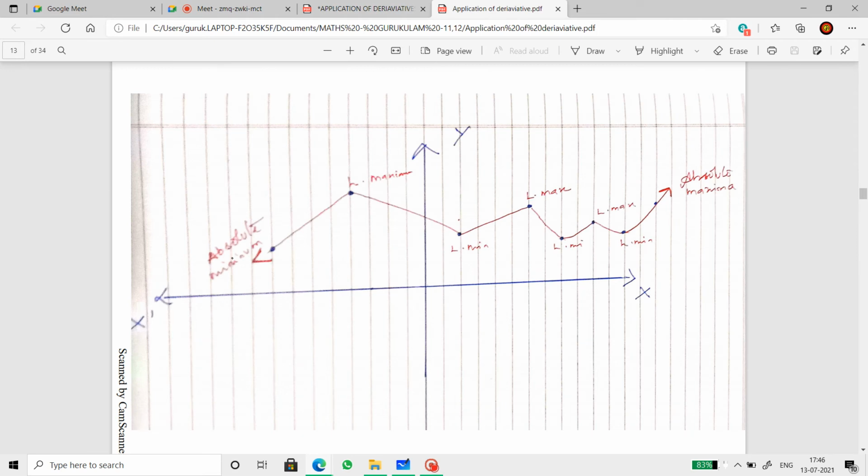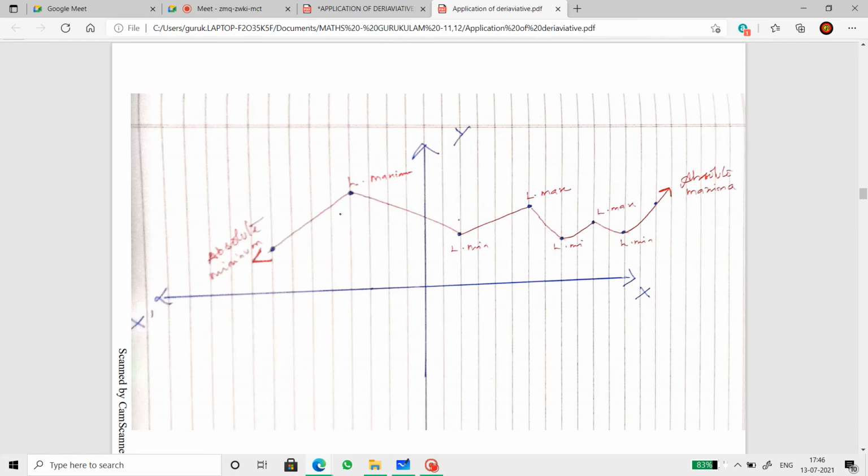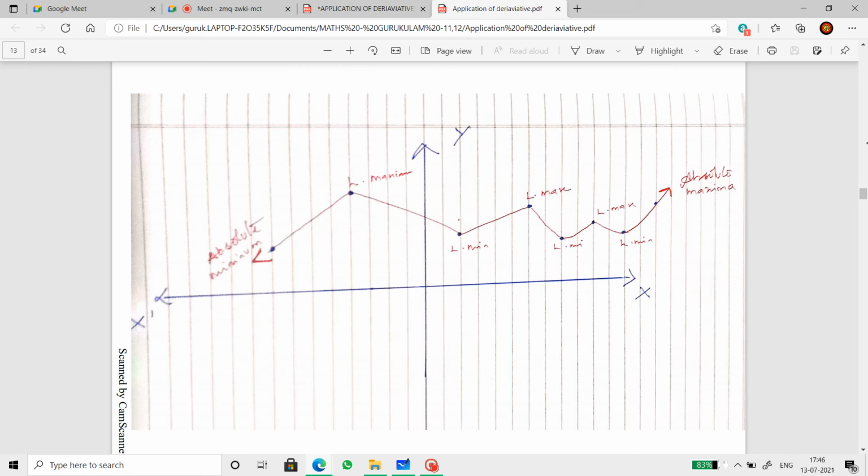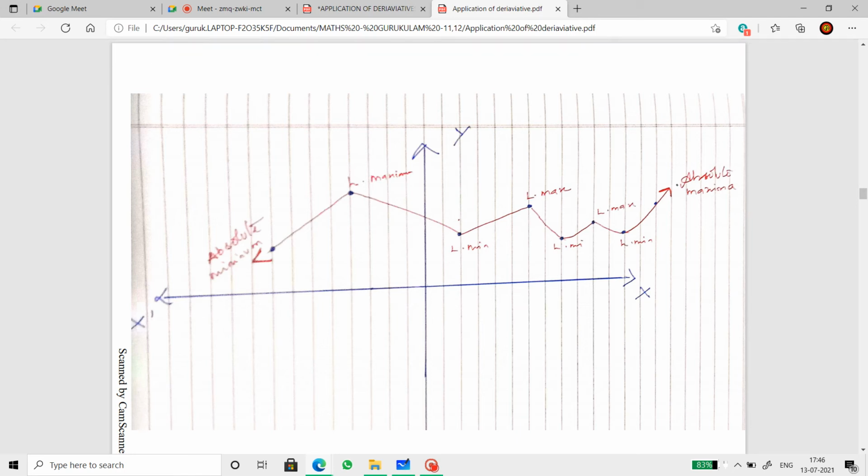In simple words, if you ask me what is absolute maxima and absolute minima, in a given domain, the maximum out of all is called the absolute maximum, and the minimum out of all is called the absolute minimum. So there is no minimum lesser than this, and there is no maximum greater than this. So that is what we call absolute maxima and absolute minima.